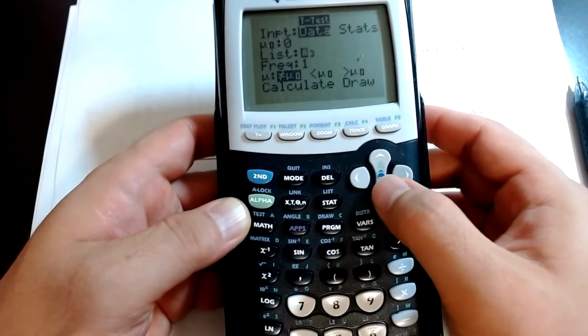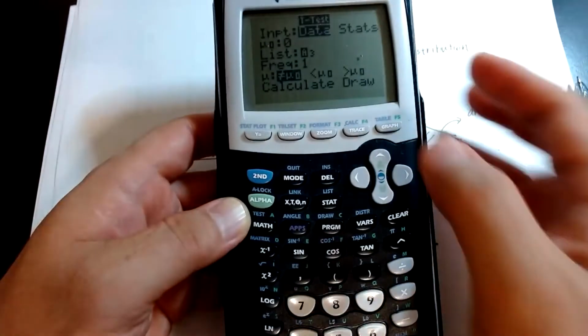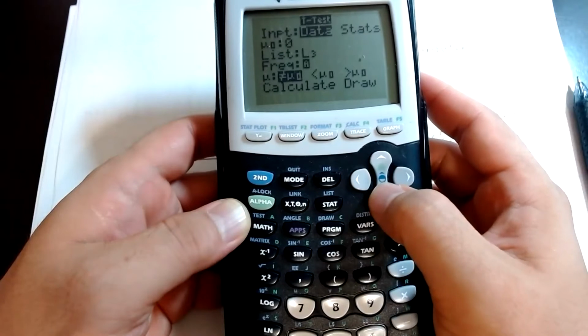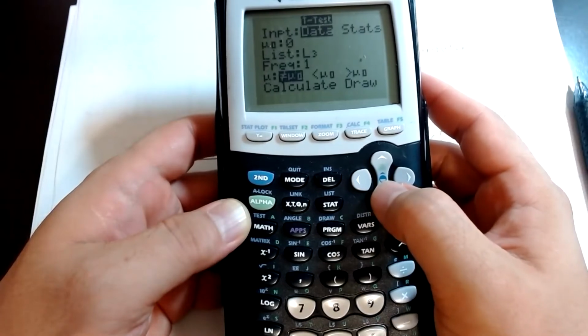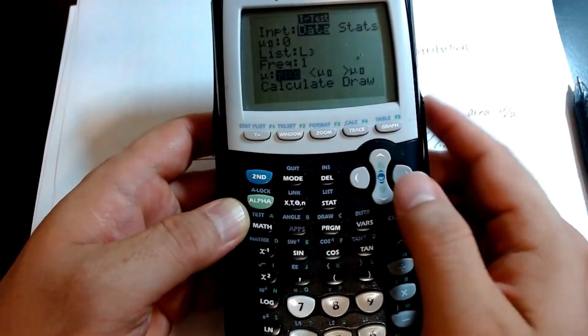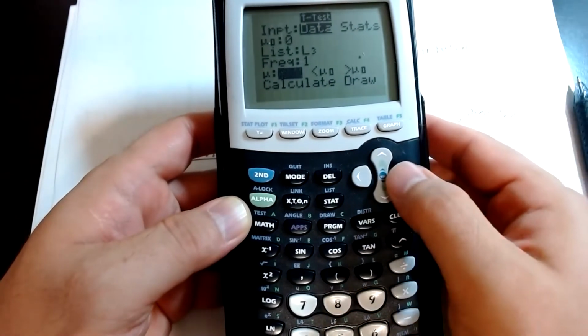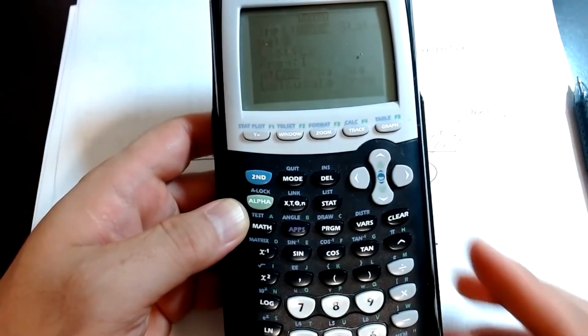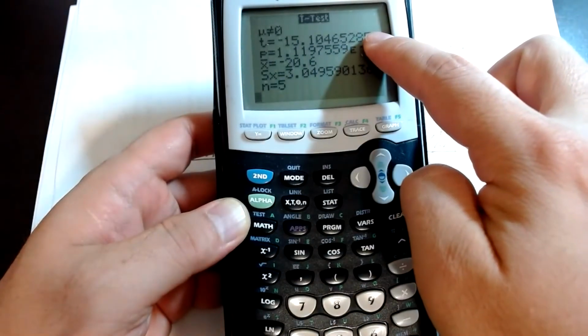That's what we stored, the difference between L1 and L2, right? Frequency 1, leave it. And then what's the alternative hypothesis? H1, mu is not equal to mu0, right? So you calculate. Then we're going to get the test statistic.